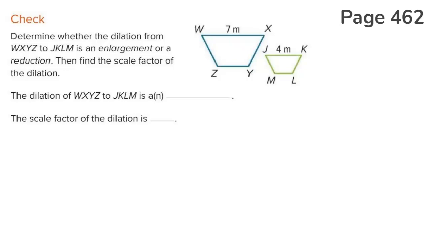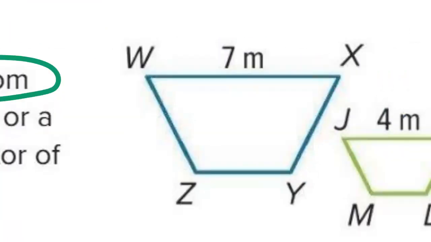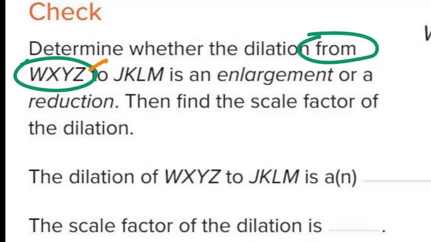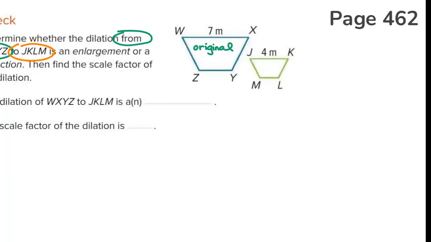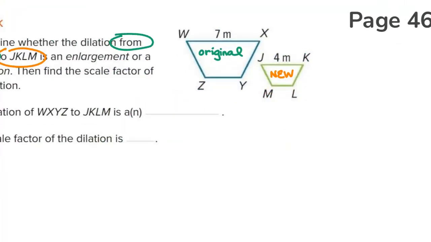Determine whether the dilation from trapezoid WXYZ, so here's my original, to trapezoid JKLM, so here's my new shape. Determine whether that is an enlargement or a reduction, and then find the scale factor.